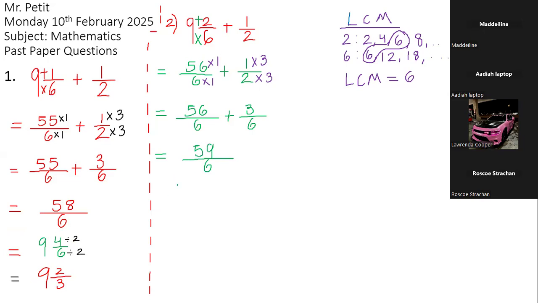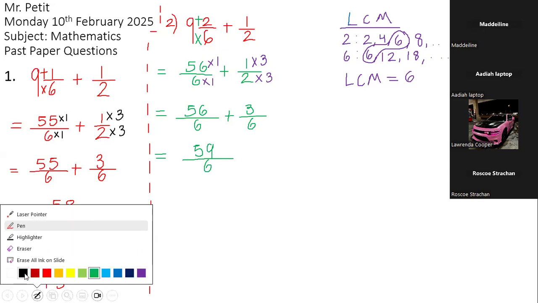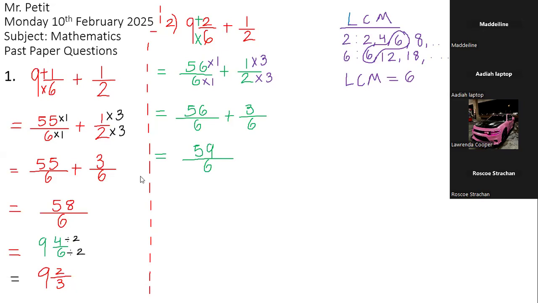And at this point, we have 59 over 6. What do we do at this point? Divide. Divide by 6. We have to convert this fraction into a what? A mixed fraction. Very good. So we have to divide.